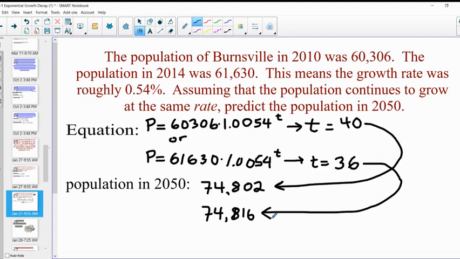And we can see there's a little bit of rounding error because I'm using 0.54%. It was probably more like 0.5386 or something like that. And I just rounded that off, and that rounding off gives me a little bit of error. My two answers are differing from each other by about 14 people, and that's okay. If I'm going to be picky about this, then I'll make sure that I state which of these is supposed to be your year 0.